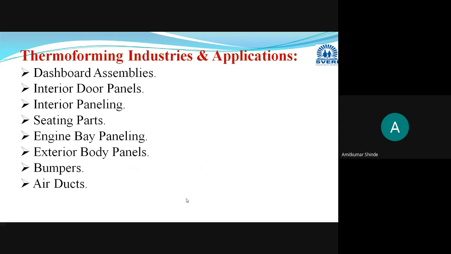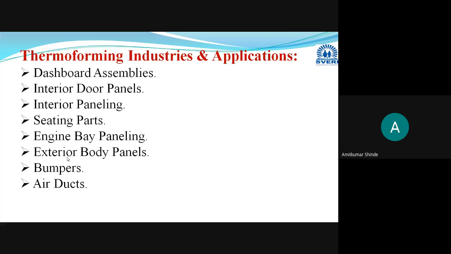Now these are some applications. Dashboard assemblies, interior door panels, interior panelings: these components are generally used in the automobile sector, or you can use some components in home decoration also. Then there are bumpers, air ducts, exterior body panels, exterior bumpers or exterior body parts of two and four wheelers.